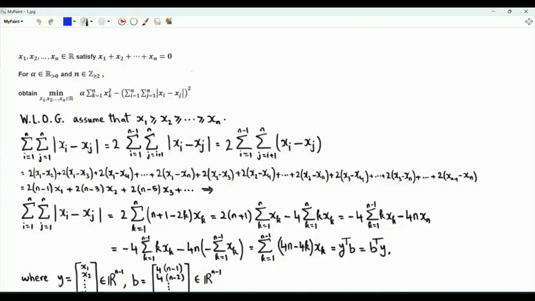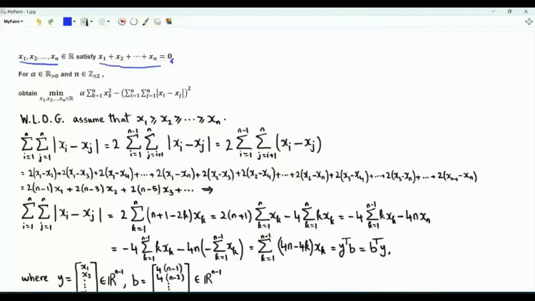Bismillah ar-Rahman ar-Rahim. We have the following optimization problem. The optimization variables are x1, x2 to xn. The variables satisfy the constraint that their sum is equal to 0. Alpha is a given parameter. Alpha is a strictly positive real number.